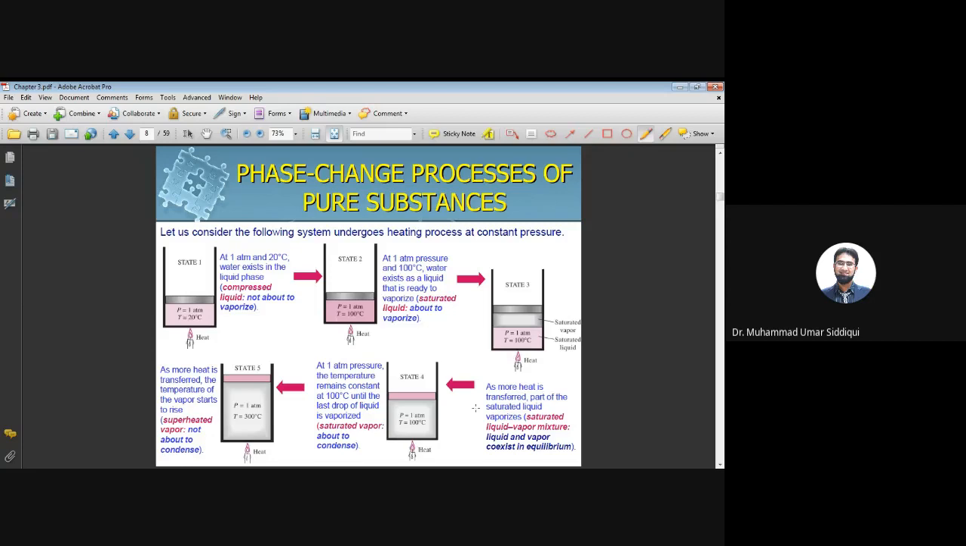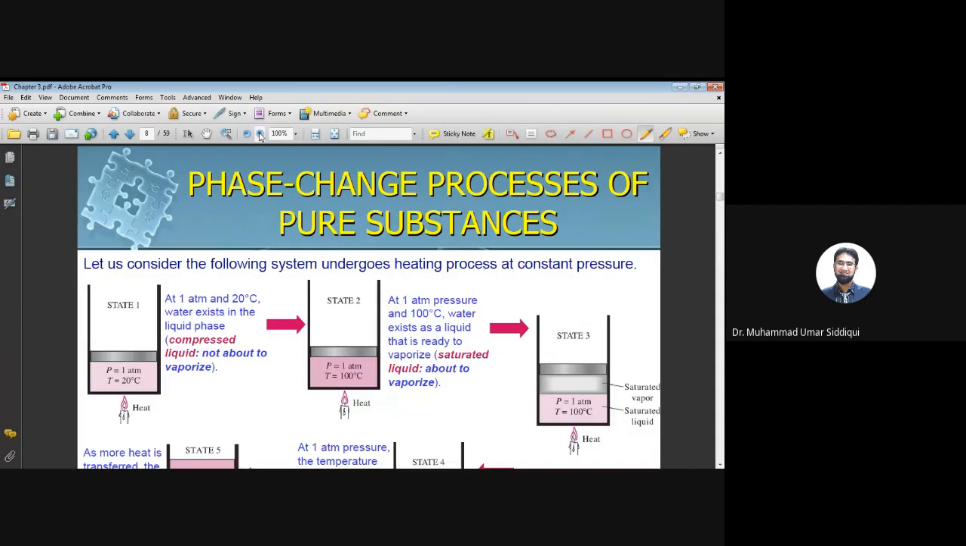Now let's talk about the phase change process. This is a very important slide, and I have also placed a small video related to it. I found the video on YouTube, and it explains those phases in a much better way. You can go through that video later on; it's already in the Google Classroom. So let us try to analyze the phase change process.